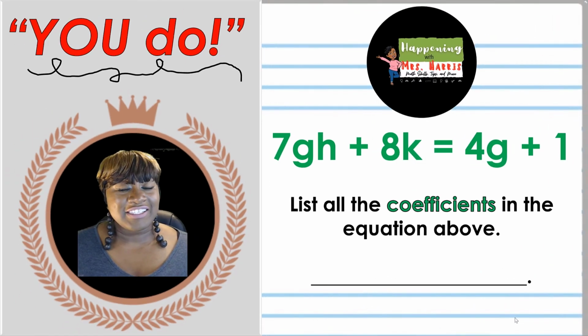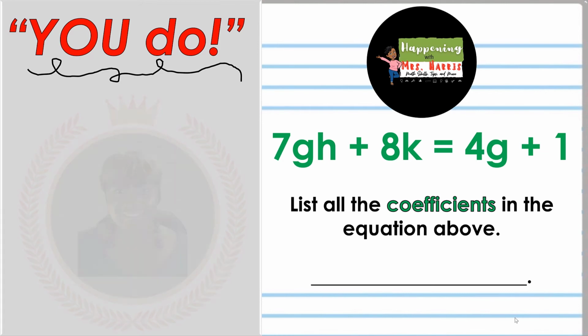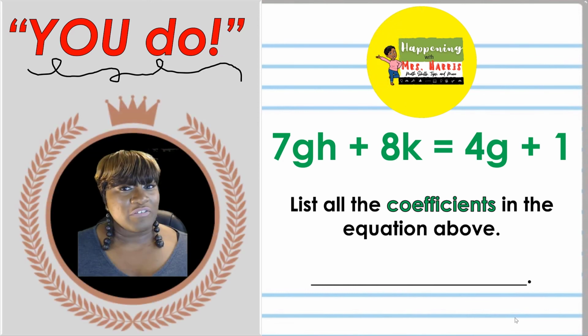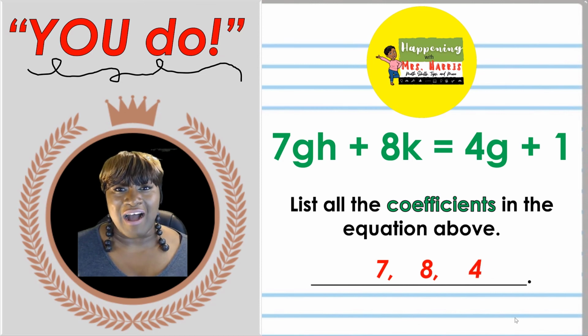Next question. 7gh plus 8k equals 4g plus 1. List all the coefficients in the equation above. The coefficients in the equation above are 7, 8, and 4. Great job!